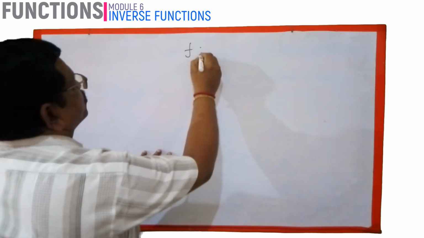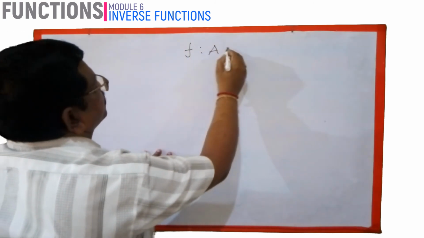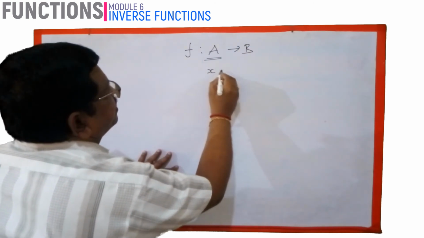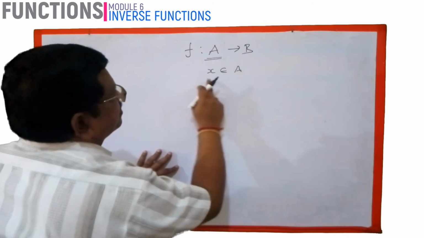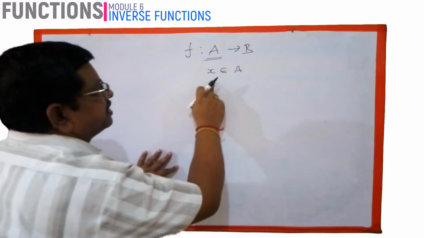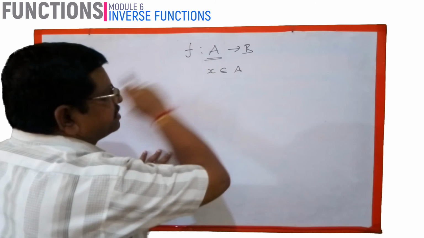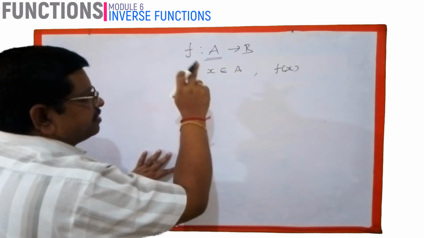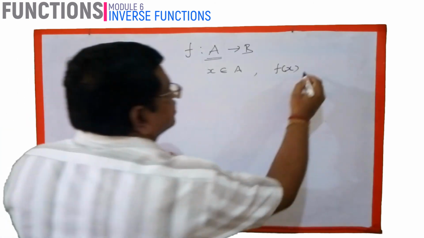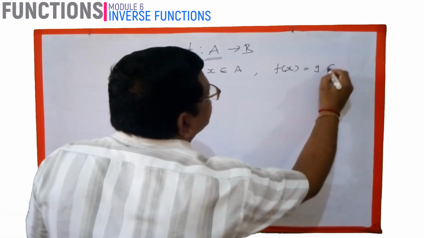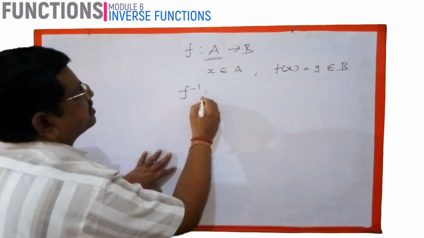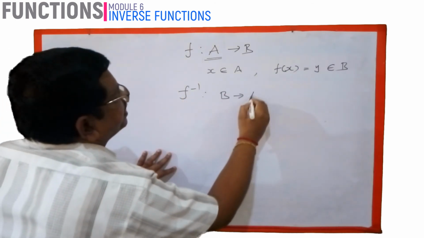Now let us take the function f from A to B. So f is the function which is associating the elements from A to B. Whatever element you take in A, you take that as x, for instance, x is an element from the set A, and f of x, which is the image of the given element of A, is taken as y, which is in B. So f inverse is the inverse function which is from B to A.